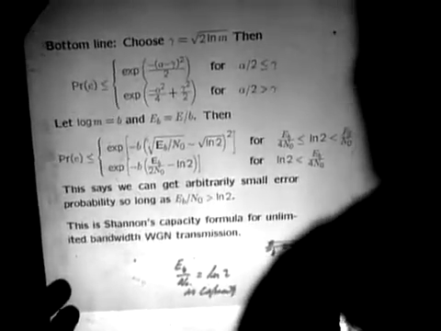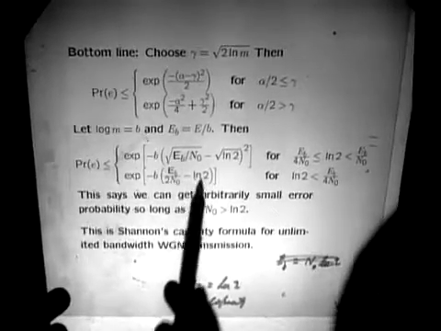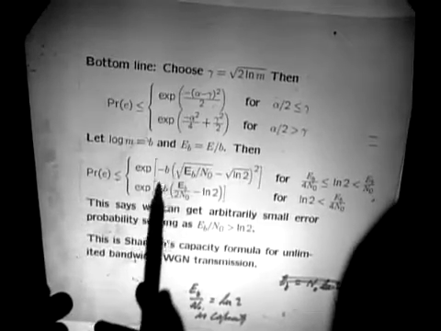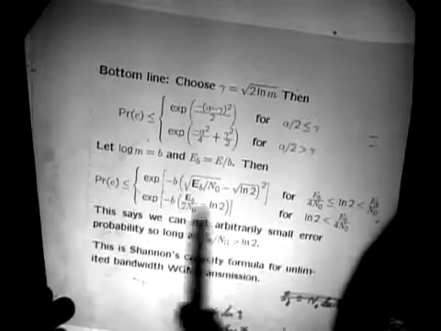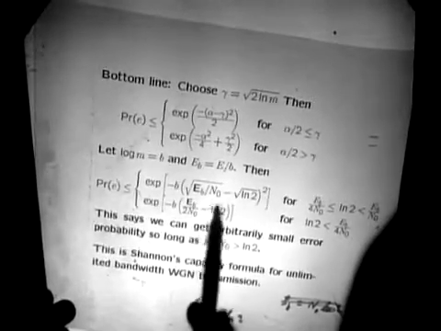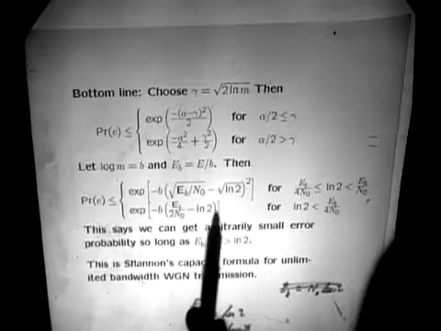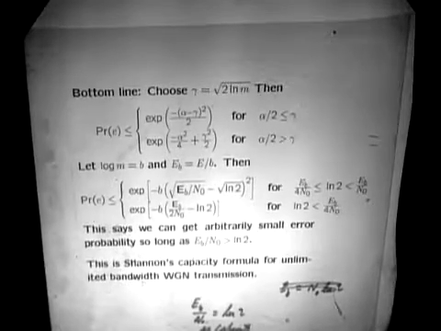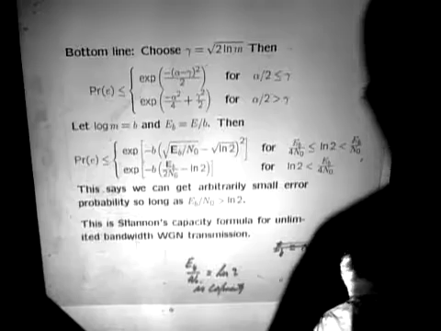And anytime EB over n0 is greater than log 2, this term in here is positive. The error probability goes down exponentially as B gets large and eventually goes to 0. It doesn't go down as fast here as it does here. But this is where you really want to be because this is where you're transmitting with absolutely the smallest amount of energy possible. Okay, so that's Shannon's formula.